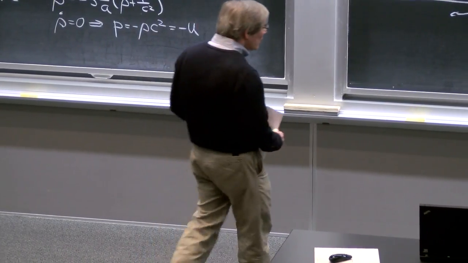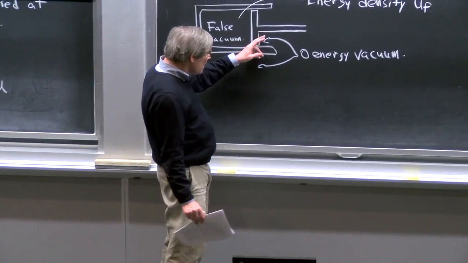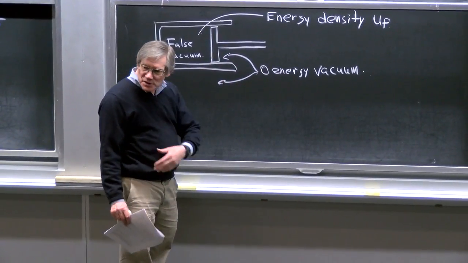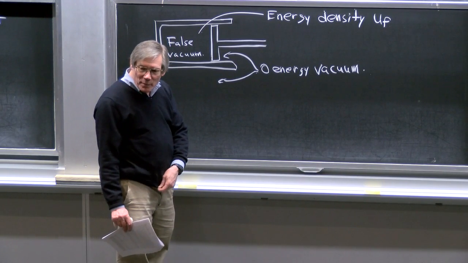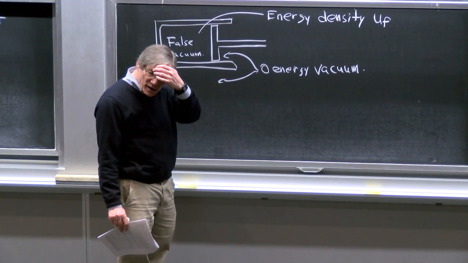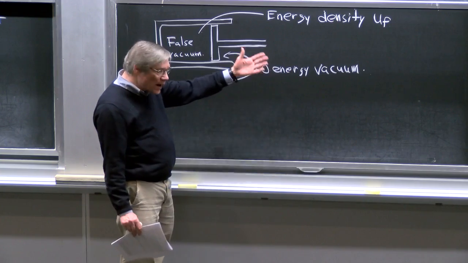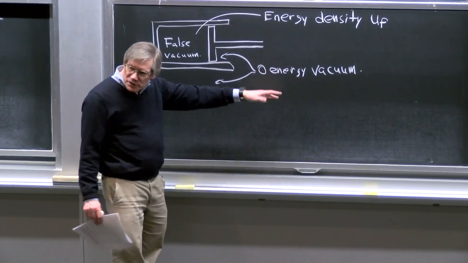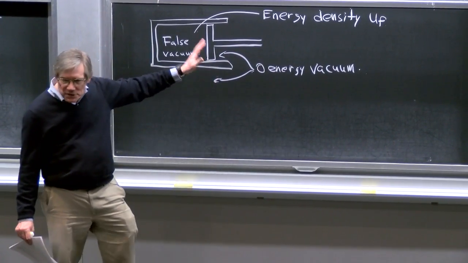So we will think of the outside as being either a fictitious vacuum, which by definition has zero energy density, and we can talk about it even if it doesn't exist, or we could think of it as being the real vacuum in our universe, which has an energy density which is approximately zero on this scale.